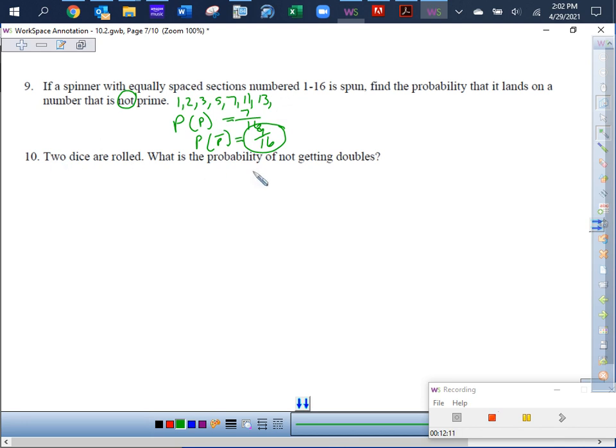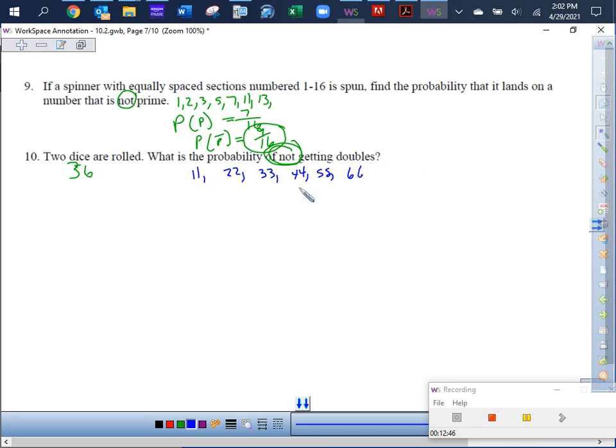But see, on one like this, it's so much easier to use the complement, because they say 2 dice are rolled. Would you believe there's 36 different possibilities when you roll 2 dice? We've drawn it out many times. What is the probability of not getting doubles? It's probably easier to figure out what the probability of getting doubles is and then doing 1 minus that. So you could have a 1 and a 1. You could have a 2 and a 2. You could have a 3 and a 3, a 4 and a 4, a 5 and a 5, and a 6 and a 6. Wouldn't you believe that's the only way to get doubles?